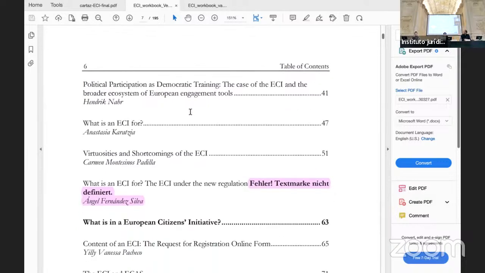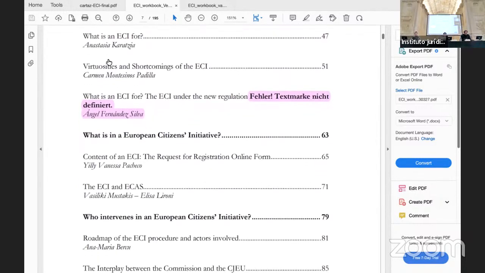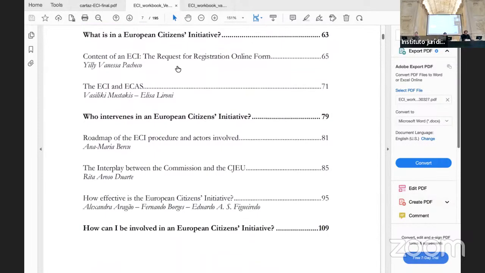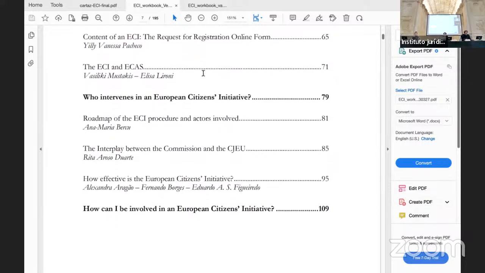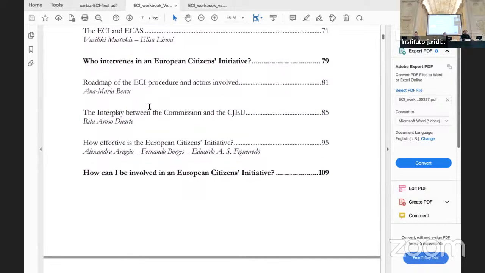And we have also participation from NGOs on democracy and citizen participation as well. We have an evaluation of the virtues and shortcomings of the ECI, for example. Another section in this first part is what is in a European Citizens Initiative. There is a section about the step-by-step that the organizers should follow in order to register the initiatives, and of course how they can get support from the institutions in order to prepare everything.